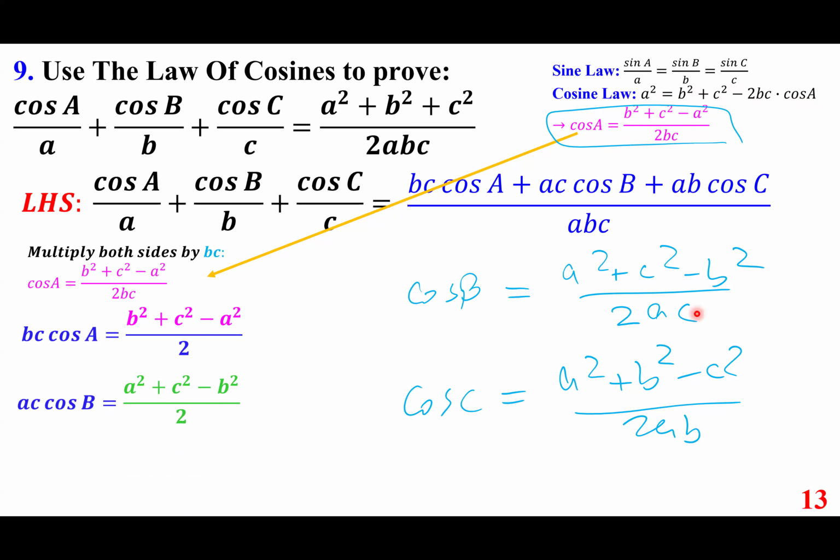If we multiply this one by ac, we get this one. If we multiply this one by ab, put the ab here, we get this one. I need to clean this up.